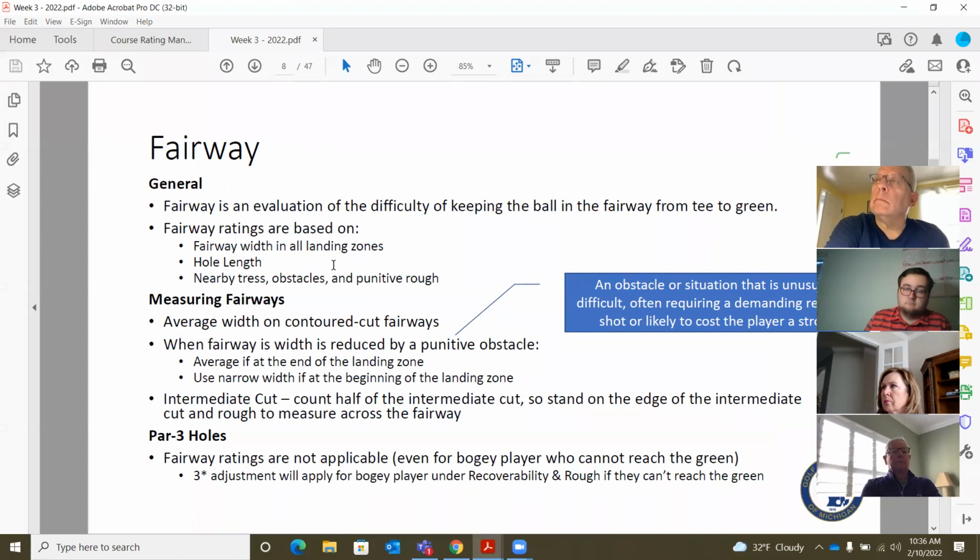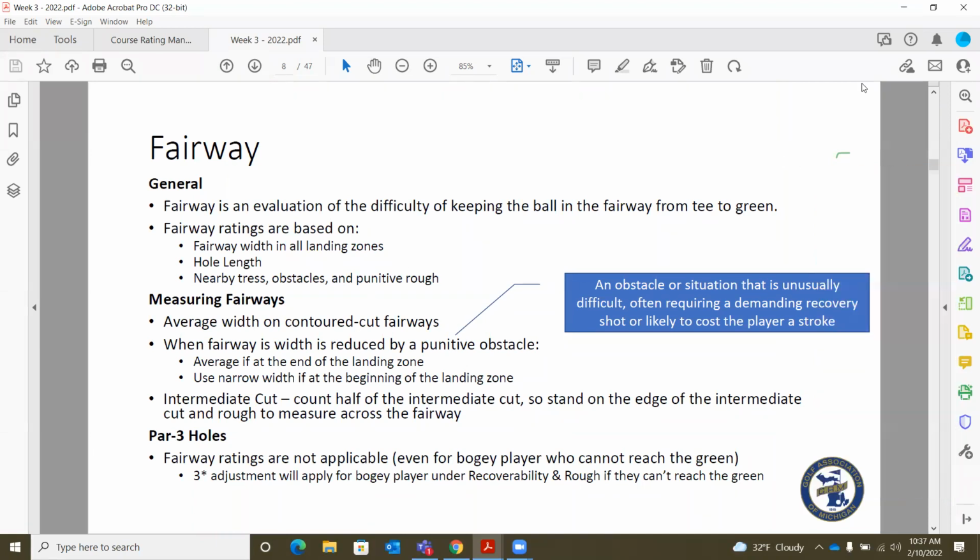But when we're evaluating the fairway, how long the hole is is important. We're looking at how wide the fairways are, which is extremely important. And then if there are nearby obstacles, maybe it's trees, it could be a penalty area or punitive rough, that would make that shot more challenging.